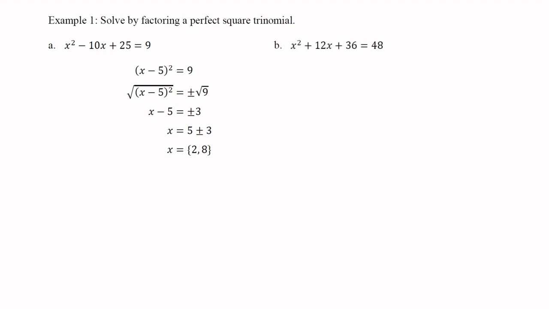We can do the same thing with this example as well. We have a perfect square trinomial on the left, so we can go ahead and factor it into (x + 6)^2, take the square root of each side, simplify the square root on the right side, and subtract 6 from each side to get the solution of negative 6 plus or minus 4 square root of 3.